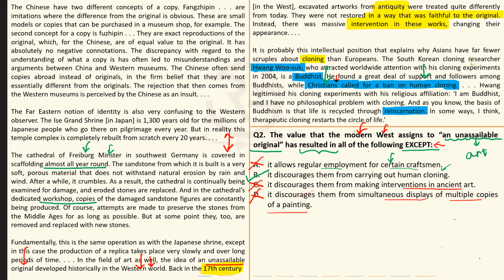The contrast between Buddhism and Christianity is given in the last para, that is why. Okay, so I hope that you have understood this question and its answer. Again, any doubts, please drop them in the comment section.